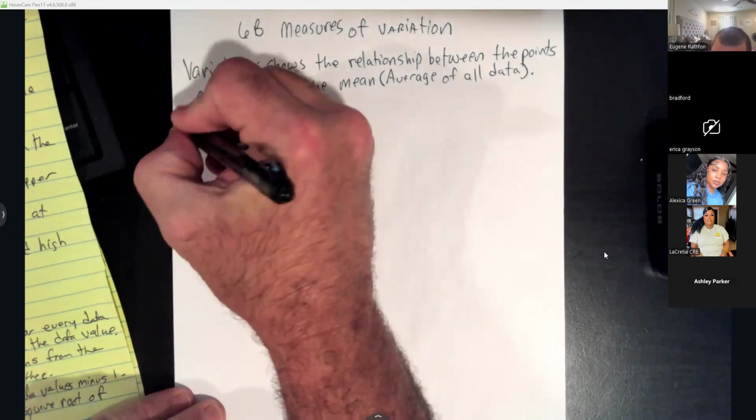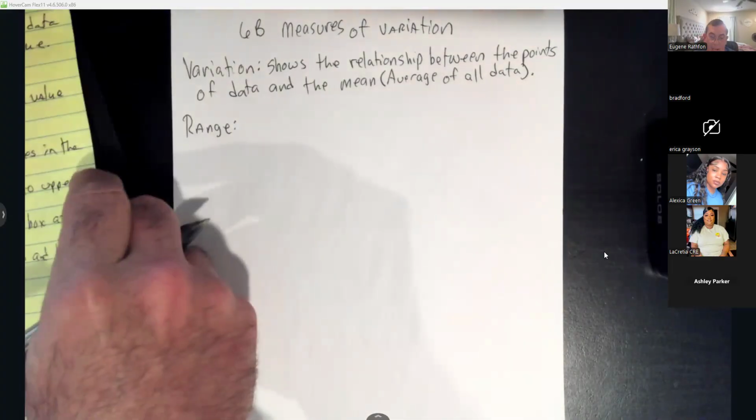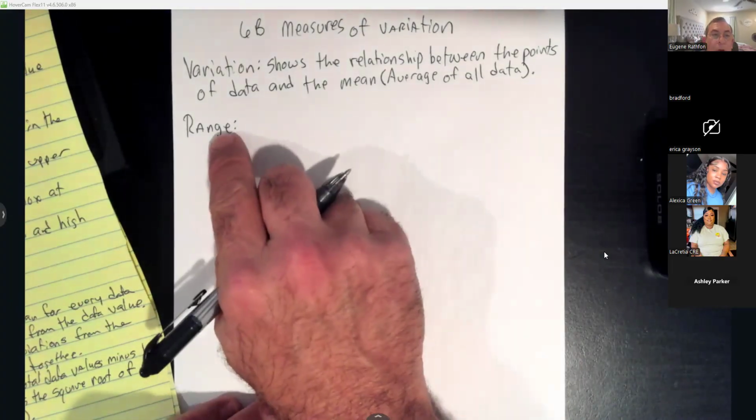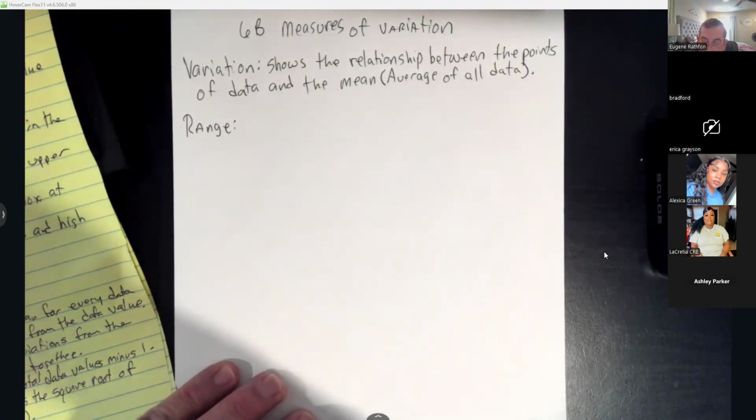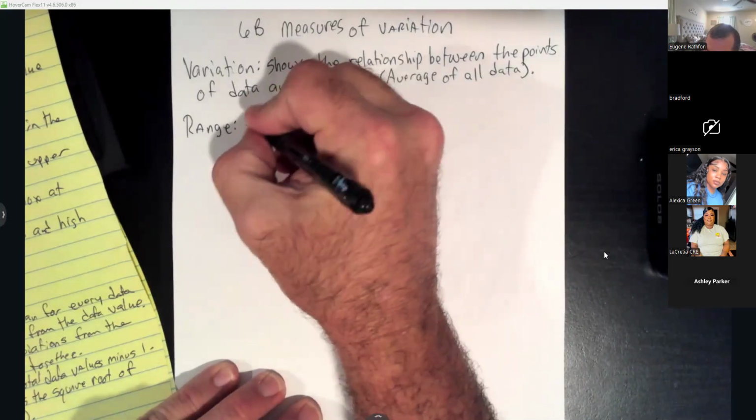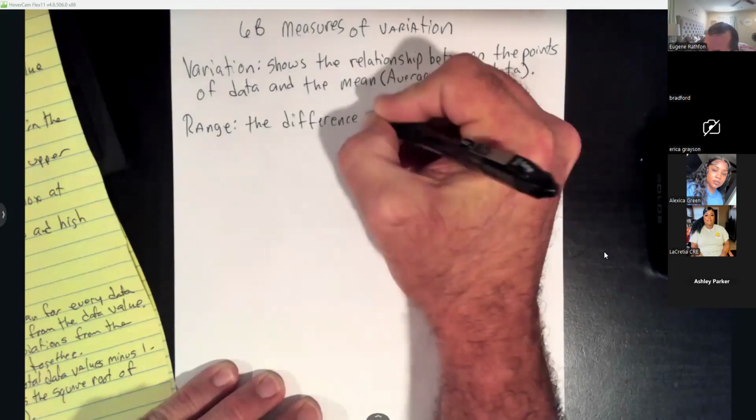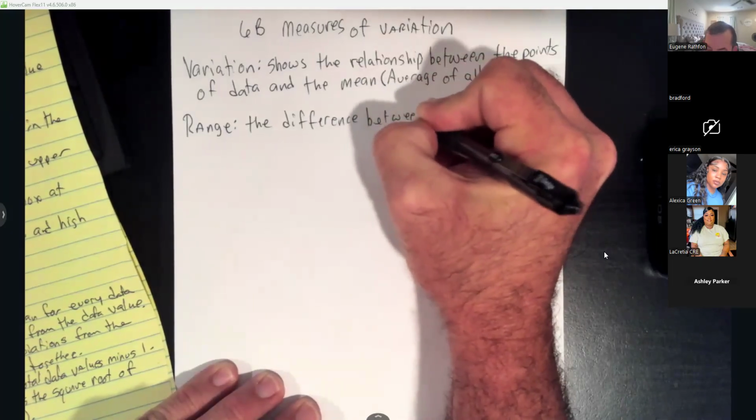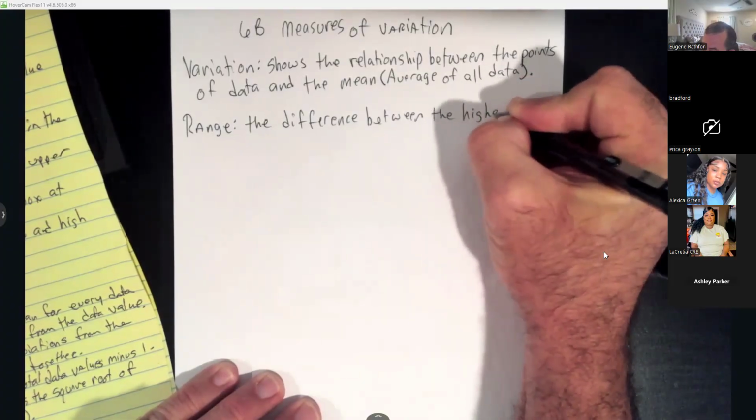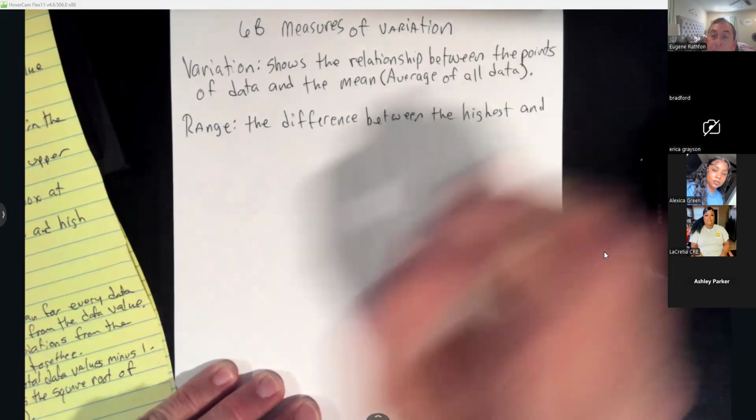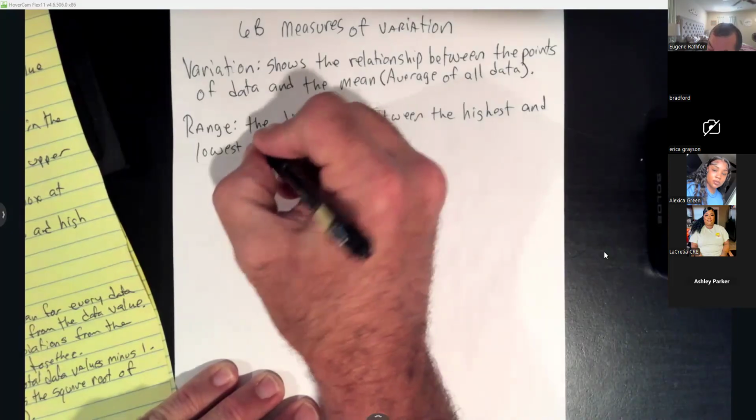So the first thing we'll look at is what we call the range. So, y'all, the range is the difference between the highest and the lowest data values.